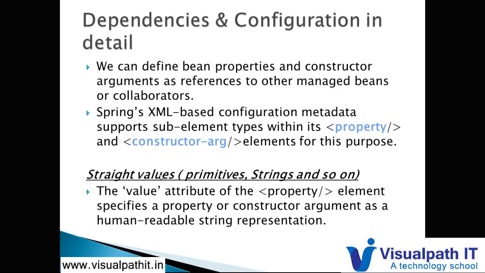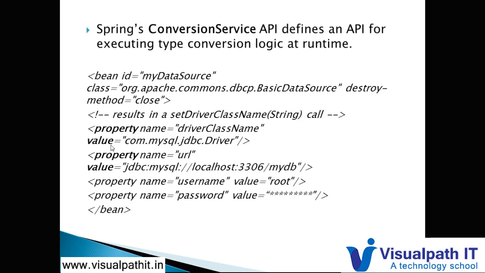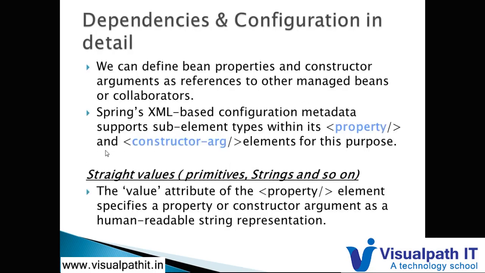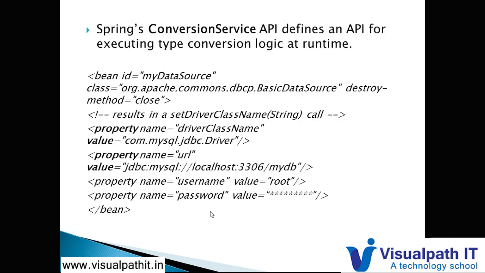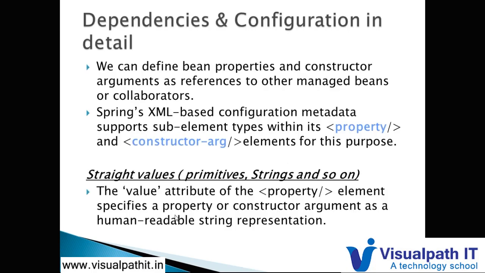So let's first begin with the straight values or the primitives. The value attribute, as we all know, is within the property element. So how can we write that in this topic? Let's see that. Within the bean config file we are having the value and the property. The property name is driverClassName, value is com.mysql.jdbc.Driver, and the property name is url, and the value is this JDBC path, and the username and the password.